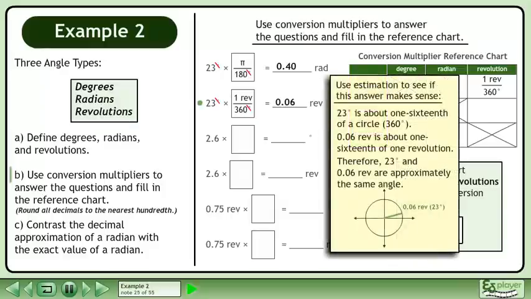We can use estimation to see if this answer makes sense. 23 degrees is about 1/16 of a circle. 0.06 revolutions is about 1/16 of one revolution. Therefore, 23 degrees and 0.06 revolutions are approximately the same angle.